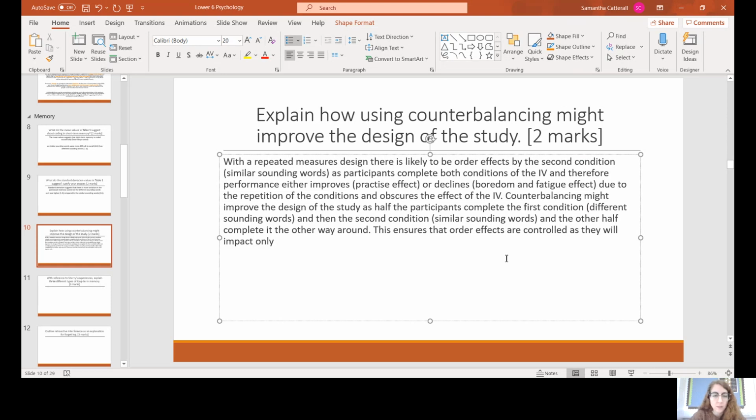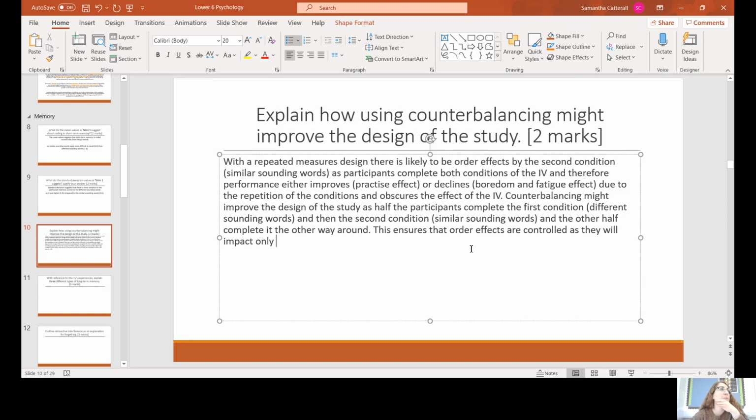Let me think about this one. This is difficult to explain. It's a bit harsh, really, that it's 2 marks because you have to say quite a lot in it. It's likely to be order effects by the second condition as participants complete both conditions, and therefore it either improves or declines due to repetition of conditions, which obscures the effect of the IV. Counterbalancing might improve the design as half the participants complete the first condition and then the second condition and the other half complete it the other way. This ensures that order effects are controlled as they will impact only.